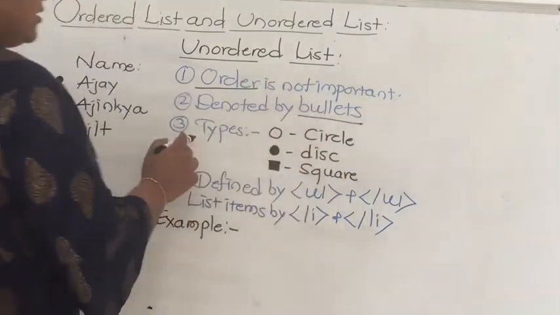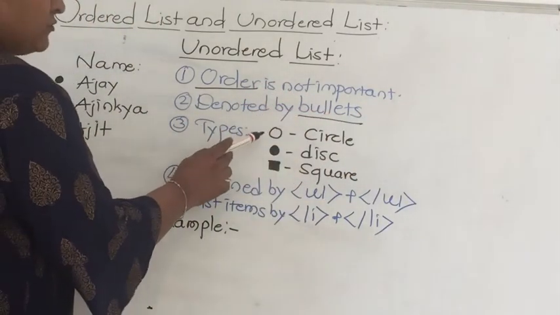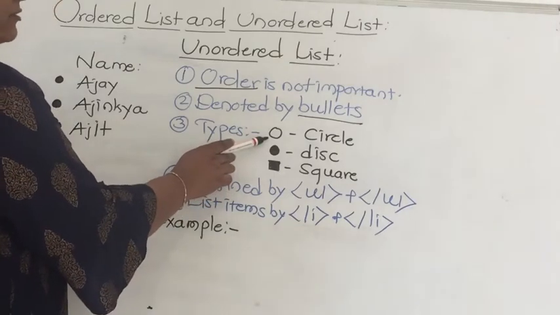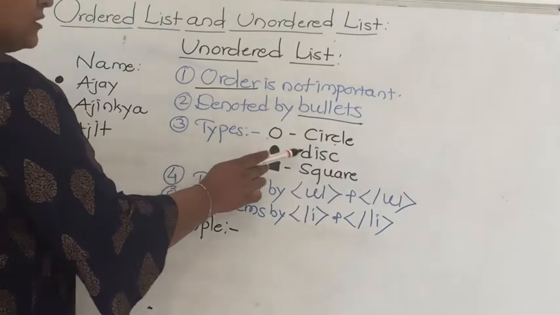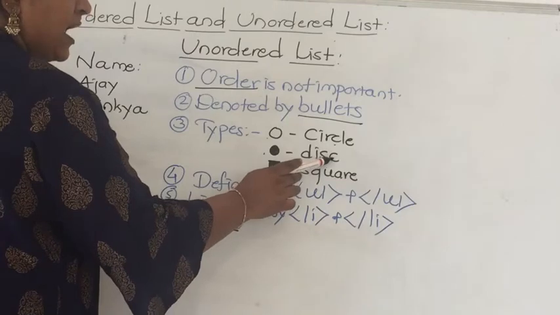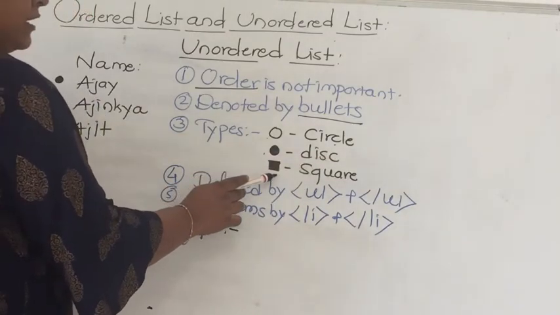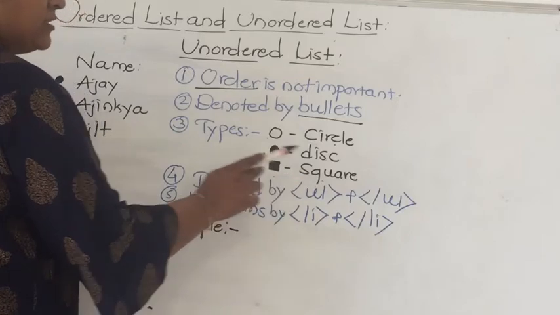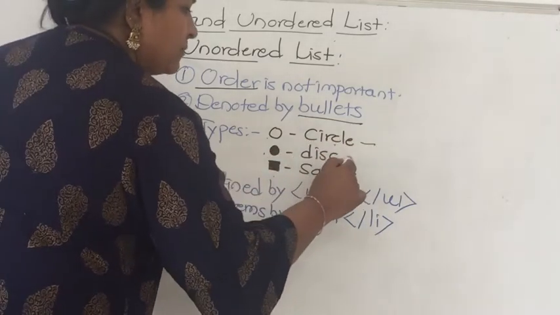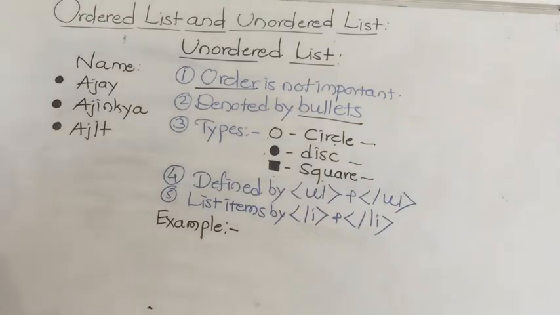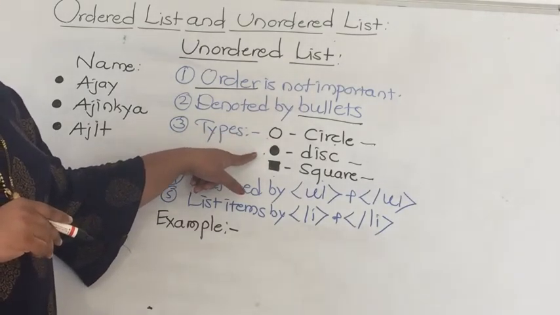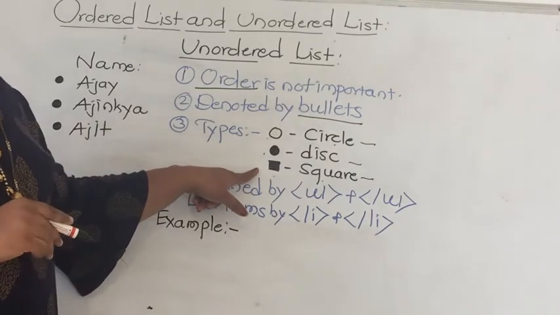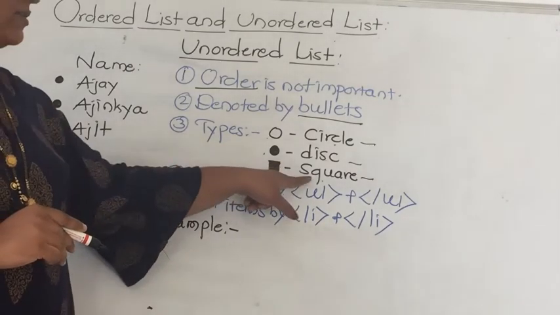So here there are 3 types of unordered list. The first one is circle, which is known as an empty circle, so you can define the type as circle. The second one is disk, which is known as a filled circle, and the spelling for disk is D-I-S-C, not D-I-S-K. And the third one is a filled square, and the type is defined as square. So these are the 3 types of bullets. Suppose I want to start my list with a circle, I will use the type as circle. Suppose I want to start with the disk, I will use disk. And suppose I want to start with square, I will define the type as square.